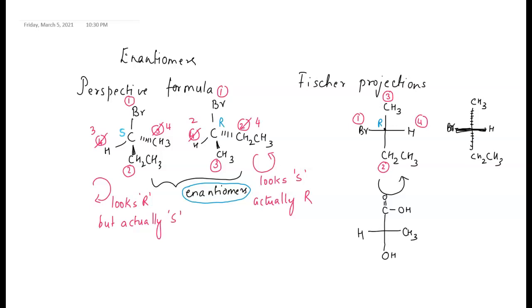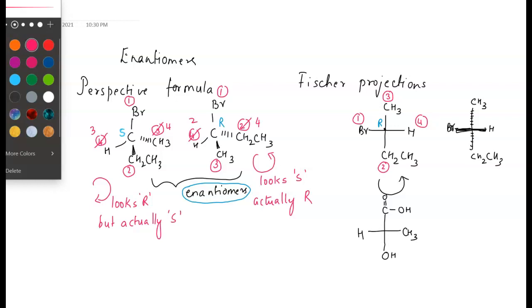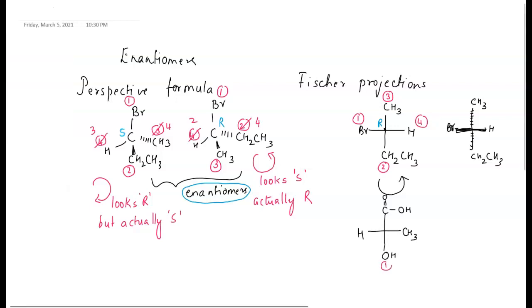Number 1 would be OH. Number 2 would be my carboxylic acid group. Number 3 is the CH3, and this is my fourth group. Now again, remember that the horizontal bond represents groups that are coming out of the plane, or you can think that horizontal means hugging. It's coming out to hug you. So they are coming out of the plane.